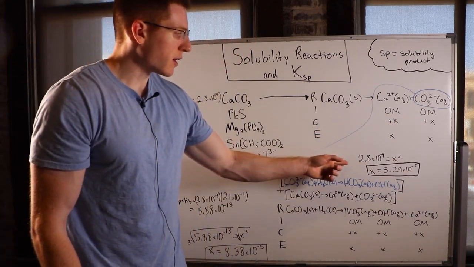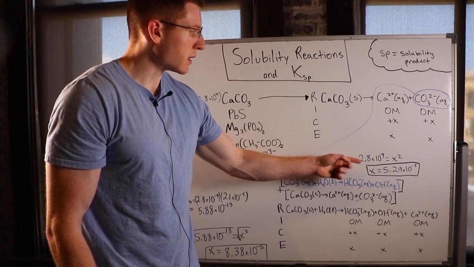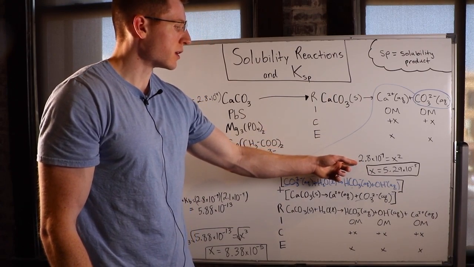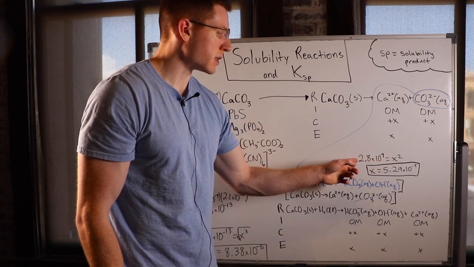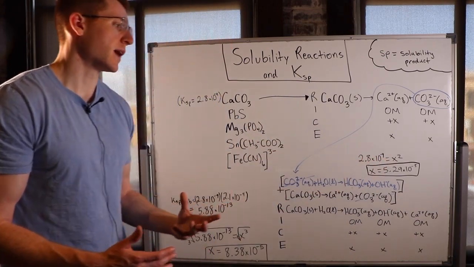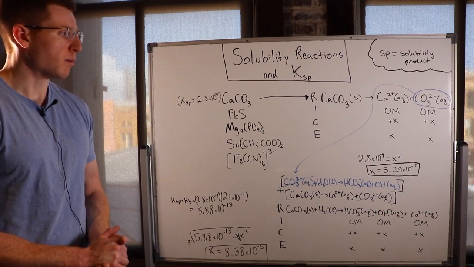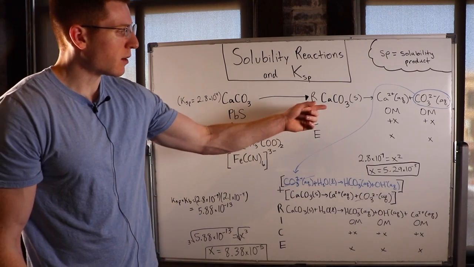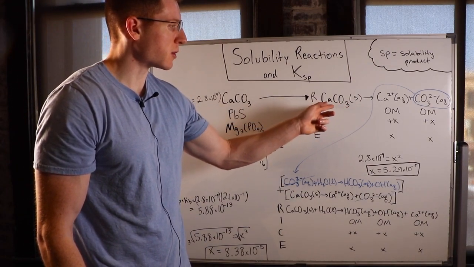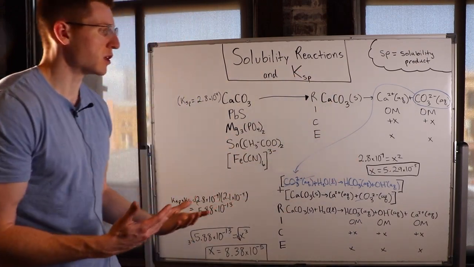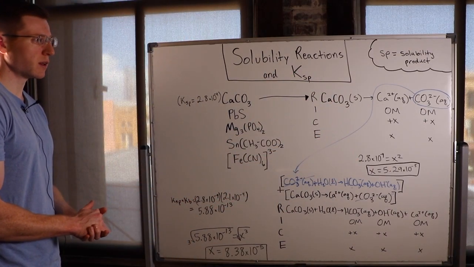So I can very easily and quickly determine that the solubility of calcium carbonate is going to be this equals x squared, so take the square root of that, 5.29 times 10 to the negative 5 molar. So that is the amount in concentration of calcium carbonate that is going to dissolve. That is the definition of calcium carbonate's solubility.